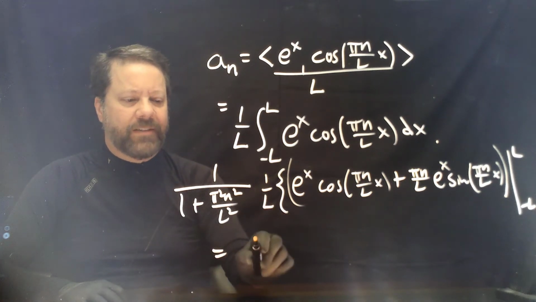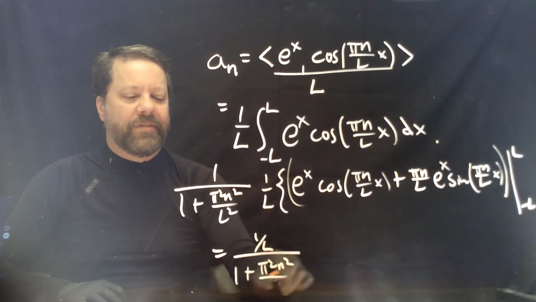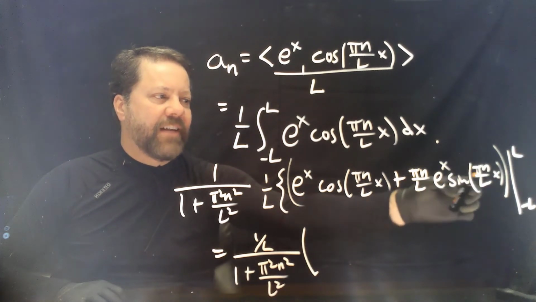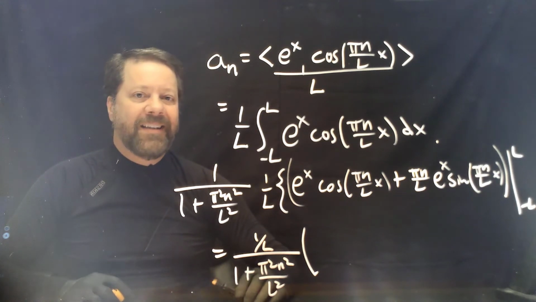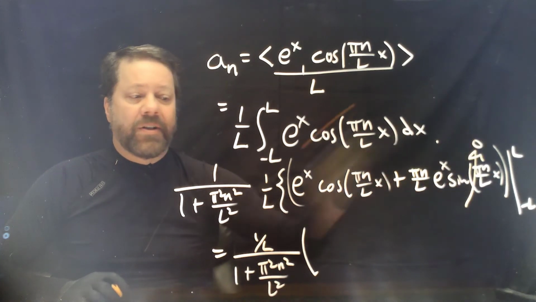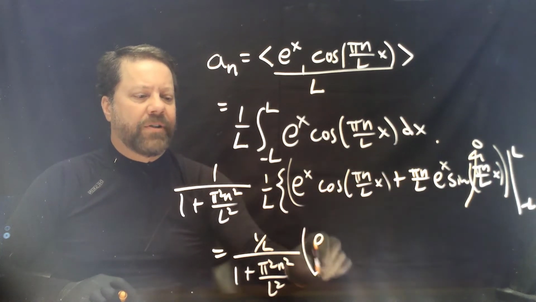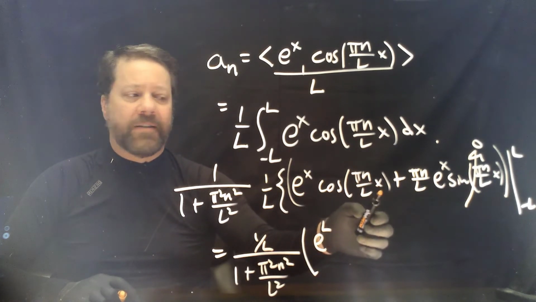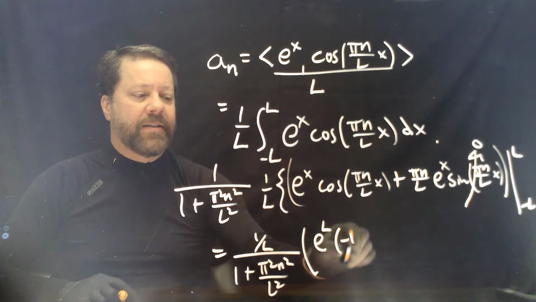We still have this 1 over L, 1 plus pi squared n squared over L squared. If you plug in L here, you get sine of pi n, but the sine of any integer multiple of pi is 0. The same thing happens when you plug in negative L. So this term gives you precisely nothing. On the first term, sure, you'll get e to the L, but you'll get cosine of pi n after you cancel the L when you make the substitution. But cosine of pi n is negative 1 to the n.